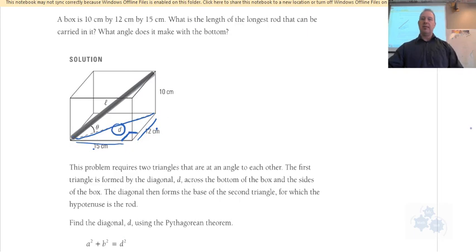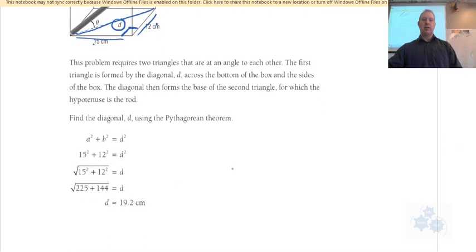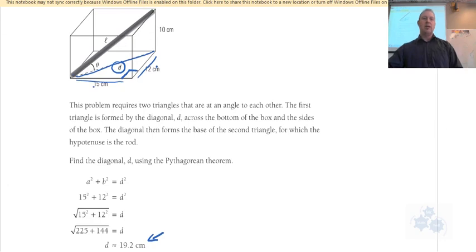Once we find D, and they've done that for you there, it's 19.2. Once we find D, you can fill that in your diagram, 19.2. And then all of a sudden, I'll draw this triangle with the rod. Okay, you have another triangle that you have some dimensions for. This is 10, you see, right here. And now you have this bottom side is 19.2. See that? So now we want to find the hypotenuse.